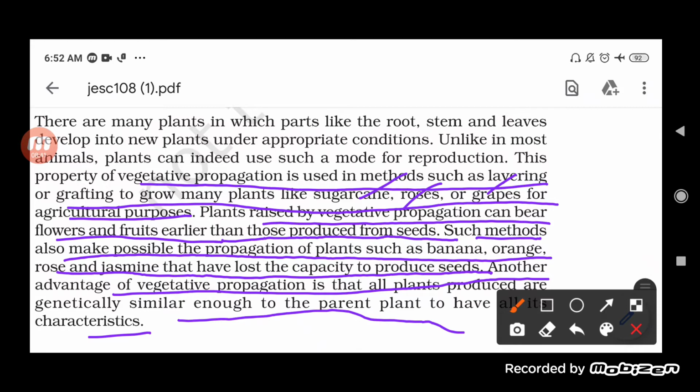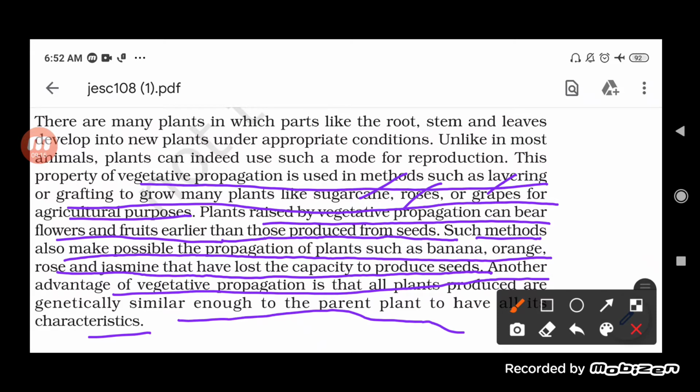But in the case of vegetative propagation, the plants raised by it also bear flowers and fruits, and these fruits come to the plant earlier than those produced from seeds. It means that in plants which grow from seeds, the flowers and fruits appear later, while in vegetative propagation, they appear early.